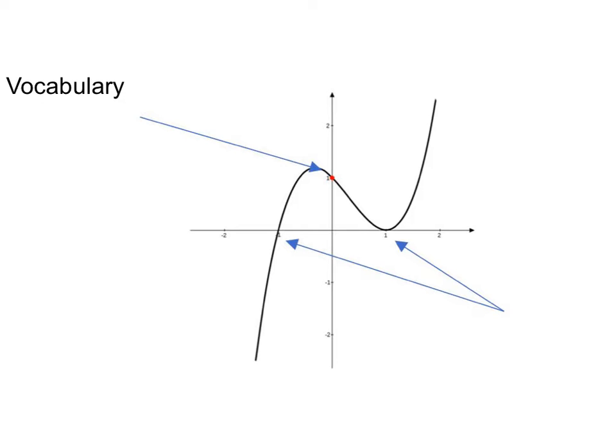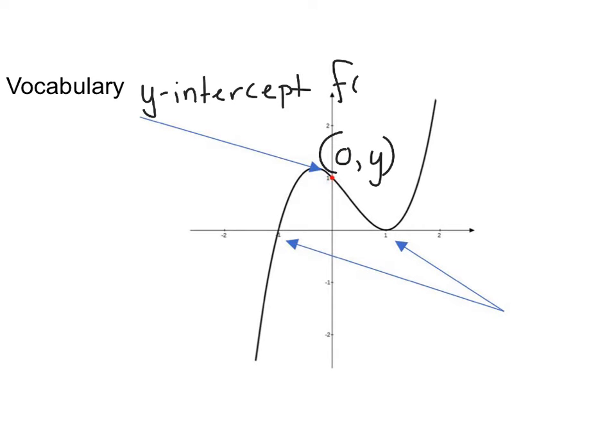Let's look at some important vocabulary now for this curve. The point at which the curve crosses the y-axis is, of course, known as the y-intercept. When finding a y-intercept, you think about, okay, it is always in the form of (0, y). So how do you find it? You do f of 0. You plug in 0 and you get your y-intercept.